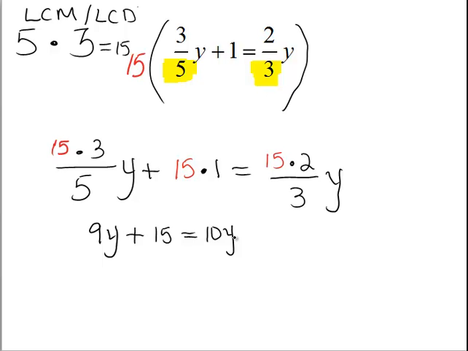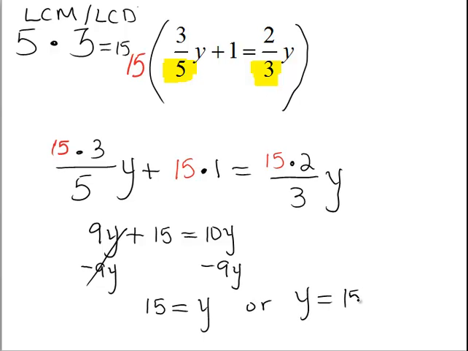Now we remember that we want to get our variables on one side and our numbers, our constants, on another. So in this case, it'll be easier to move the 9y over to the opposite side. So in order to do this, we will subtract 9y so that it cancels out on the left-hand side, and we subtract 9y on the right. Doing so, we realize we're going to end up with a positive value, so we have 15 equals y, or in this case, we can also say y equals 15.